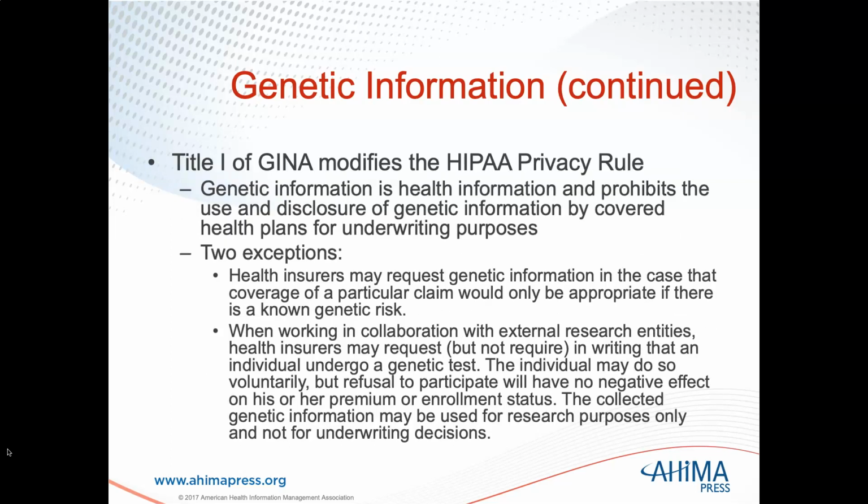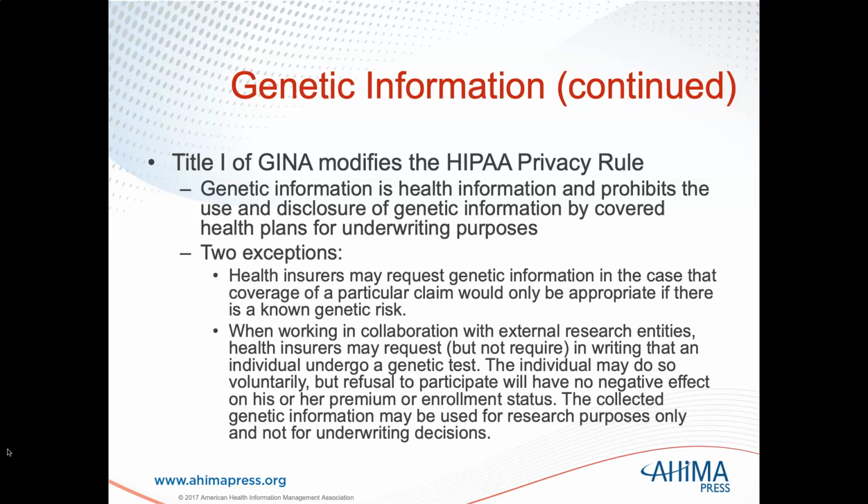So GINA, this law of genetic information, does modify the HIPAA privacy rule a bit, because at the end of the day, genetic information is PHI, it is health information, and it prohibits the use and disclosure of genetic information by covered health plans. They can't use it or disclose it when there's underwriting purposes going on. There are a couple of exceptions. Health insurers may request genetic information in the case that the coverage of a particular claim would only be appropriate if there is a known genetic risk. So that's the first one.